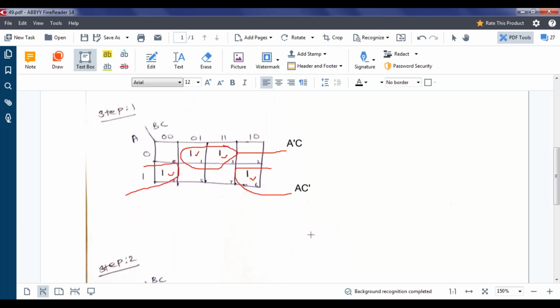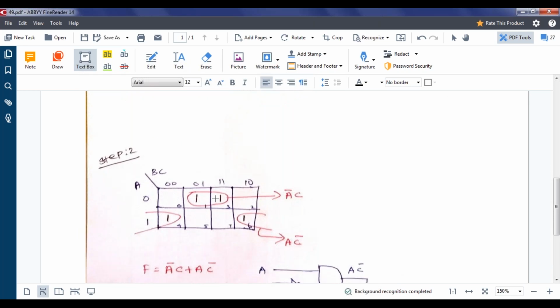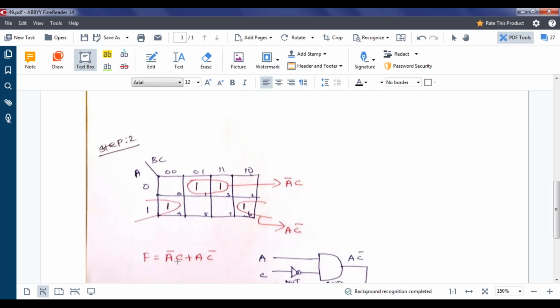So next, what do we do? We have to combine like this. The first group is A bar C. For the second group, combining the last term in C1 and C4, you will get A C bar. So the answer is capital F equal to A bar C plus A C bar.